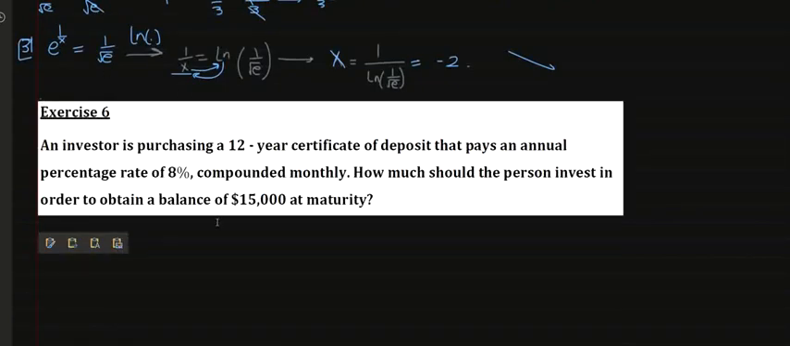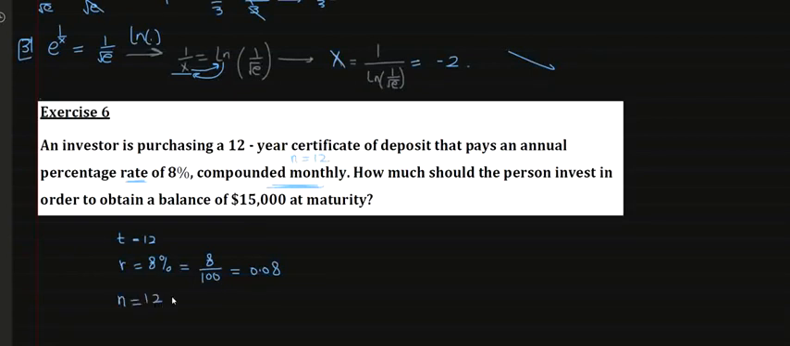So an investor is purchasing a 12-year certificate of deposit, so it means that T is equal to 12, that pays an annual percentage rate of 8%. The annual percentage rate means that R is 8%, and the percent is directly divided by 100, which turns into 0.08 in order to be ready to deal with it. Compounded monthly. Monthly means each month. So as if it's telling us that n is equal to 12 because it's compounded monthly.